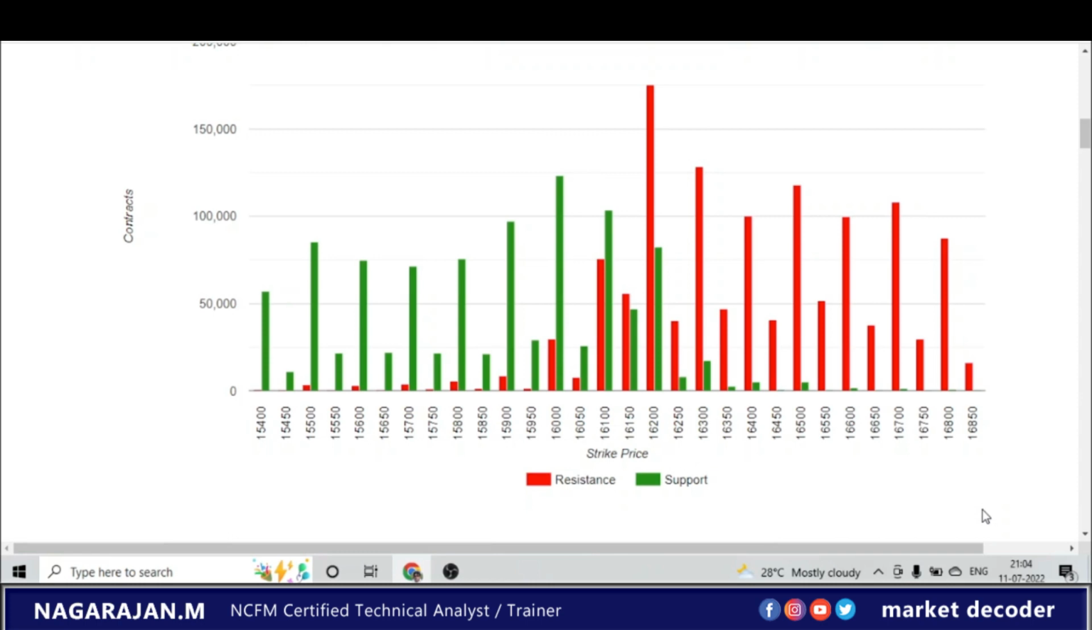Let's have a clear look at open interest with respect to Nifty. 16,200 has been acting as a huge resistance for today, and maybe for the current week expiry as well. 16,000 looks like a good support, because even at 16,100 there is good support. If that gets broken, 16,000 will act as a psychological support, and as it has a huge open interest, it will definitely act as a support.